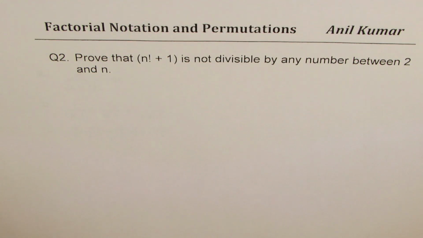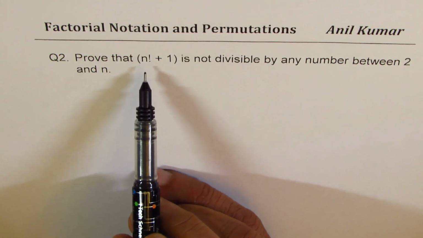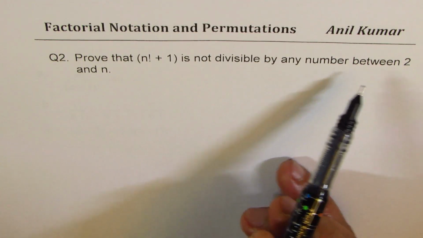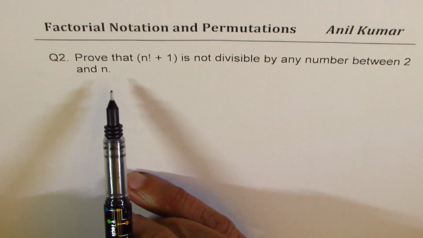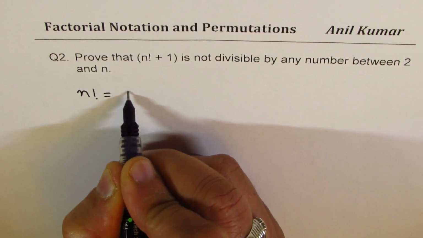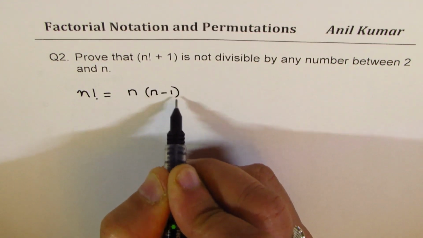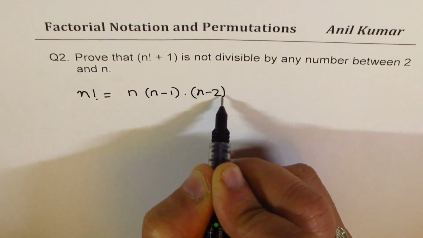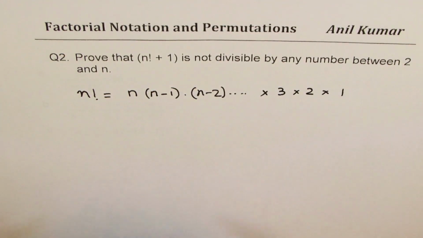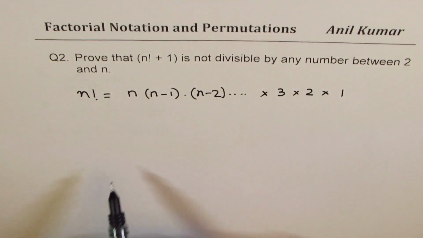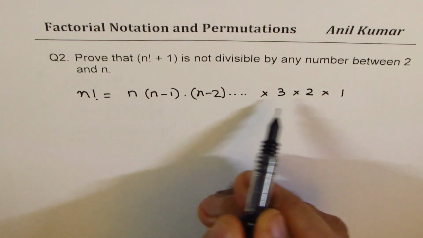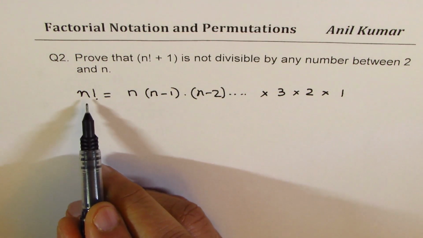Question number 2 here is: prove that n factorial plus 1 is not divisible by any number between 2 and n. Now that's again a very interesting question. Now what is n factorial? n factorial basically is n times n minus 1 times n minus 2 and so on, till 3 times 2 times 1, correct? Now when I write it like this, what does it mean? That means all these numbers 1 to n are factors of n factorial, right?